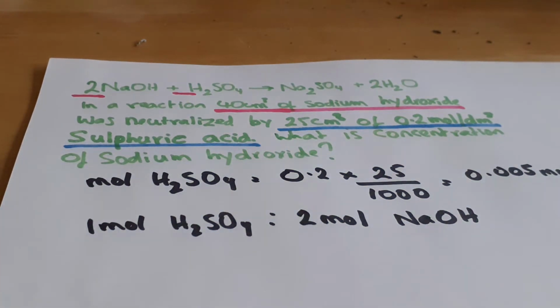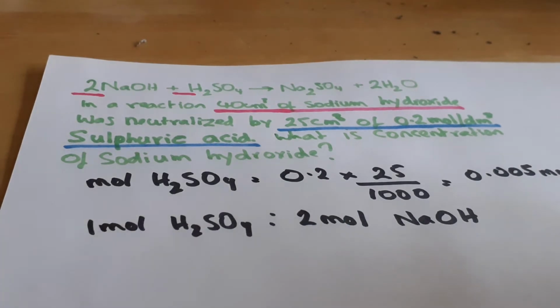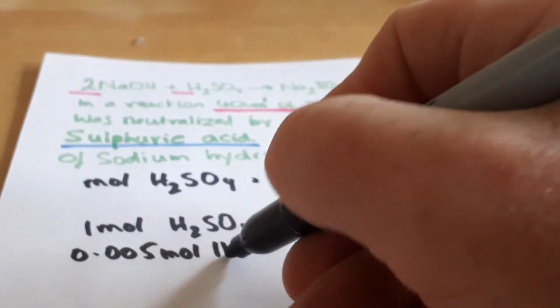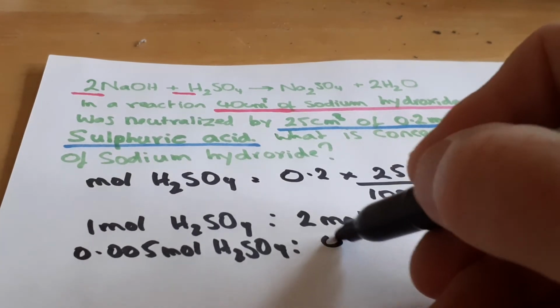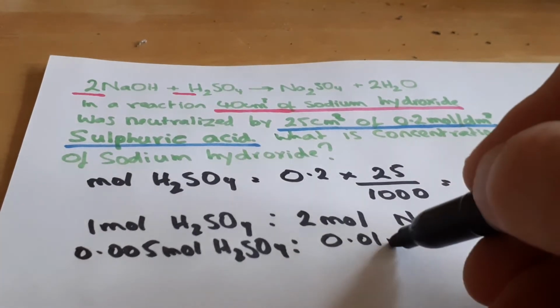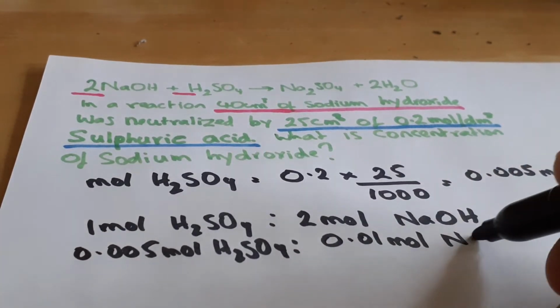So obviously then, let's put our moles. So we've got 0.005 moles of sulfuric acid. So if it's 1:2, that means we can have 0.01 mole NaOH.